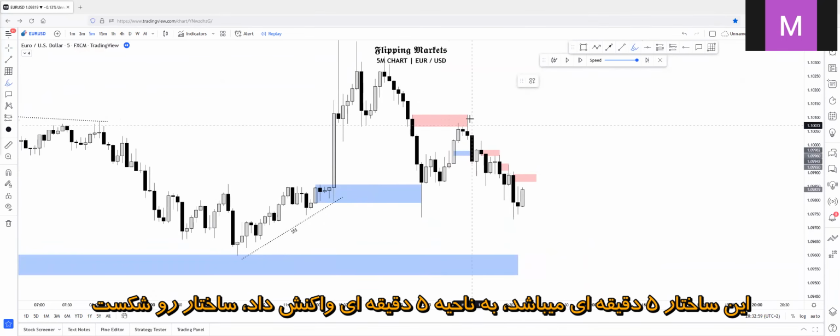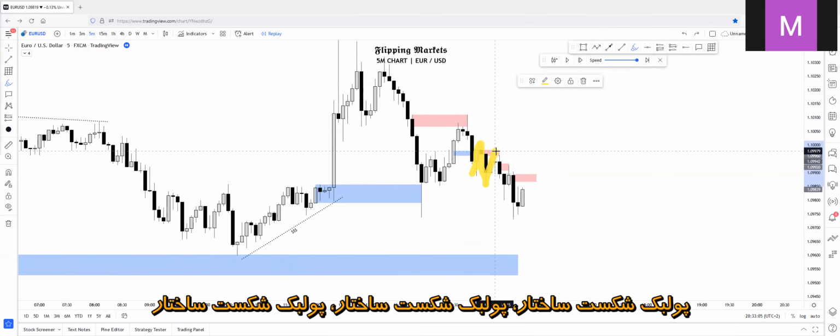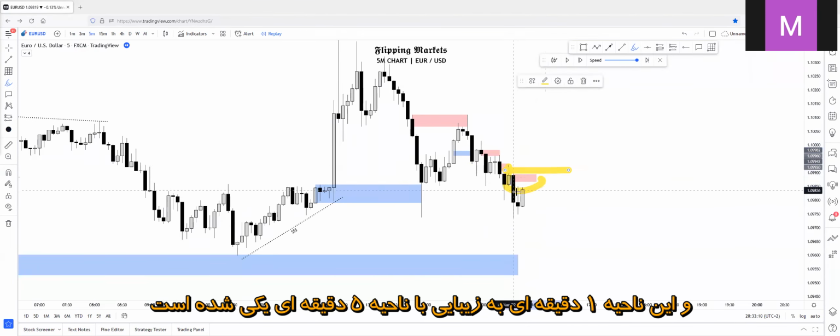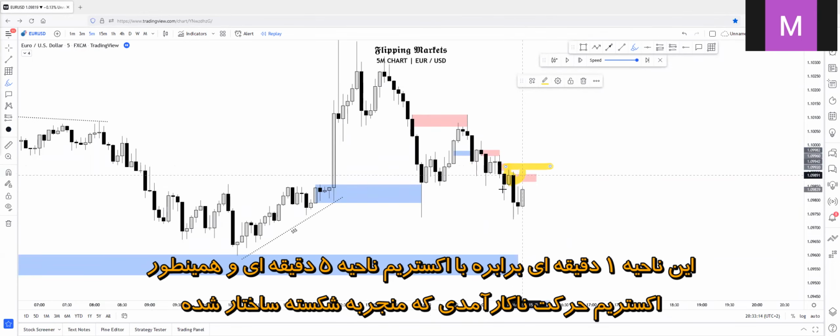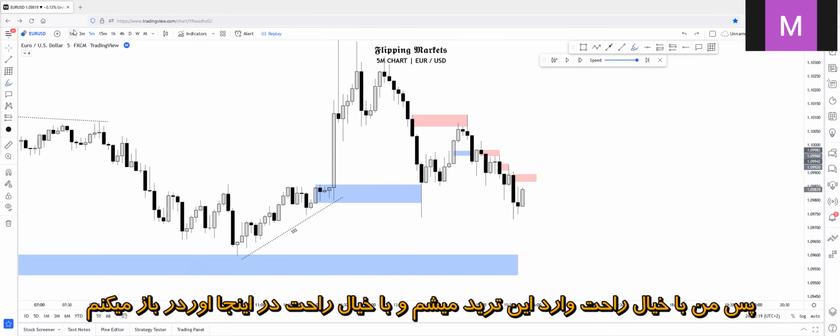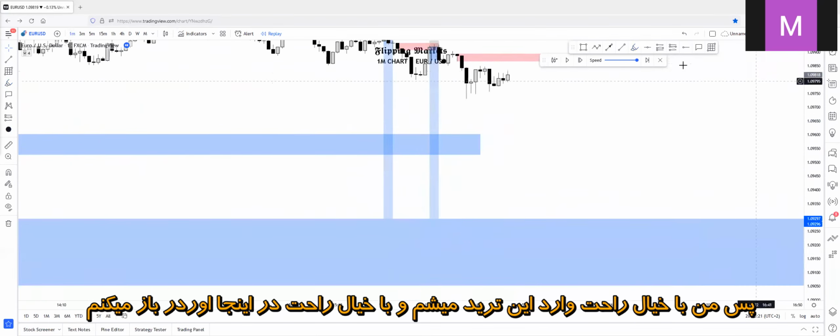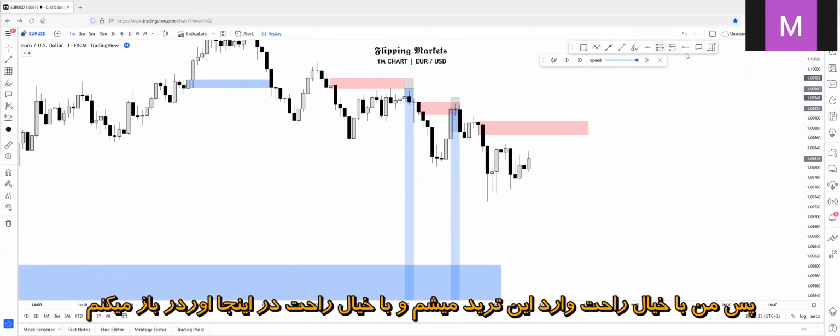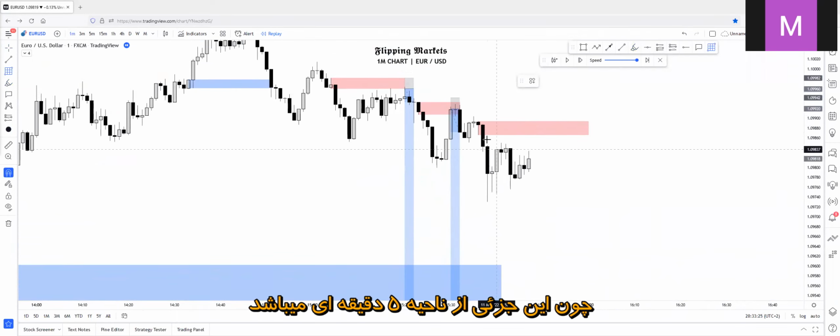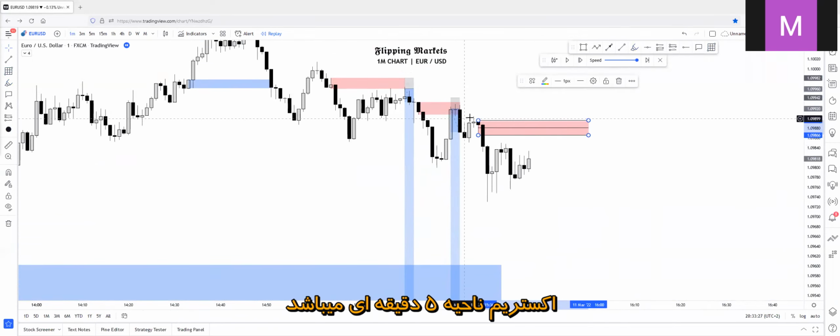because as you can see, this is our 5-minute structure. Reaction on this 5-minute zone, break of structure to the downside, pullback, break of structure to the downside, pullback, break of structure to the downside. And this 5-minute candle lines up perfectly with this 1-minute candle. So basically this 1-minute candle is the extreme of the 5-minute candle, the extreme of this inefficient break of structure movement to the downside. So I'll be safely taking this trade. Again, I'll be safely opening our order on this trade because it's part of the 5-minute zone, the extreme of the 5-minute zone.